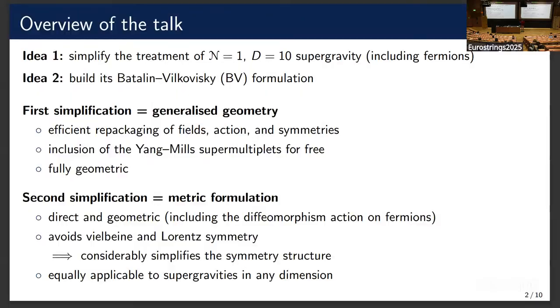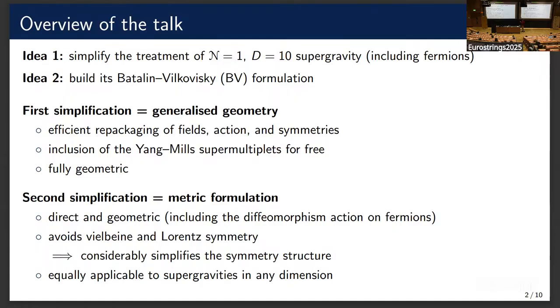The second simplification, which seems to have gone underappreciated in the literature, is the fact that you can, in fact, just do things directly. The message I'm trying to convey is that you can just work with the metric formulation directly. You don't need to introduce any vielbeins or Lorentz symmetry in order to tackle the coupling of fermions to gravity and all that. There will be some interesting geometry behind this, of course, as you will see.